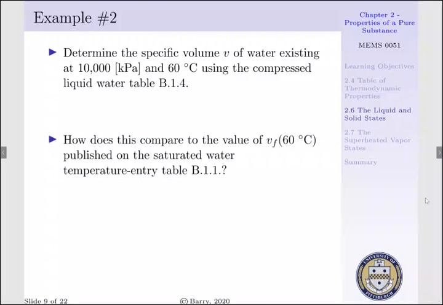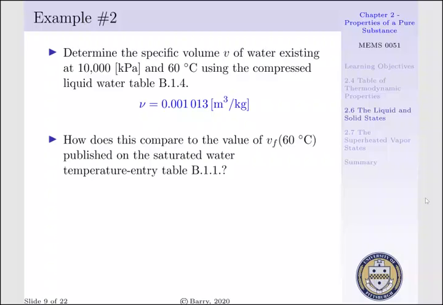Say we wanted to determine the specific volume of water existing at 10,000 kPa at a temperature of 60 degrees centigrade, and we want to use our compressed liquid water table in B.1.4. We will go to our 10,000 kPa pressure subentry and look for a temperature of 60 degrees centigrade. And we find our specific volume is 0.001013 meters cubed per kg.